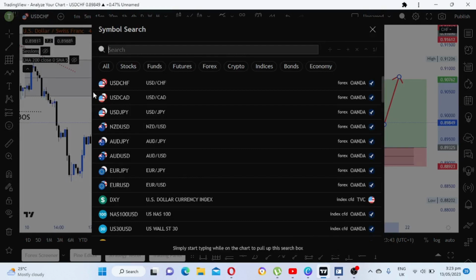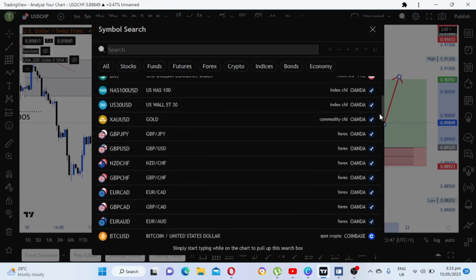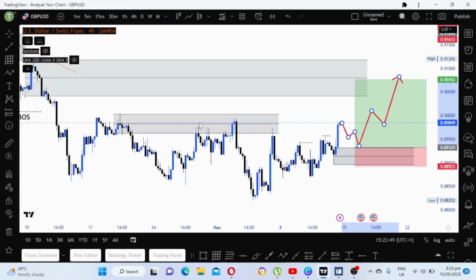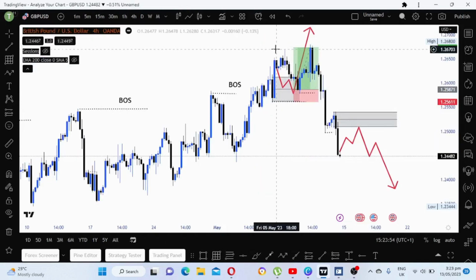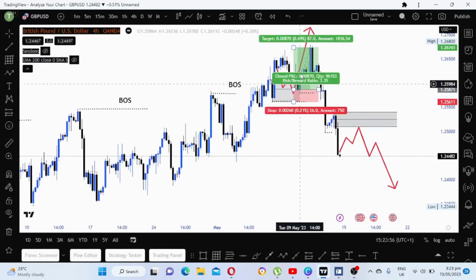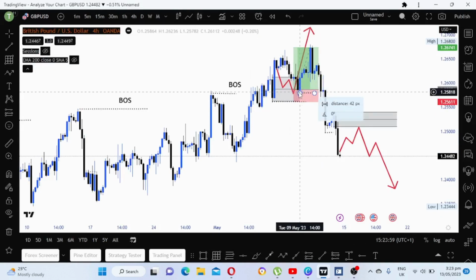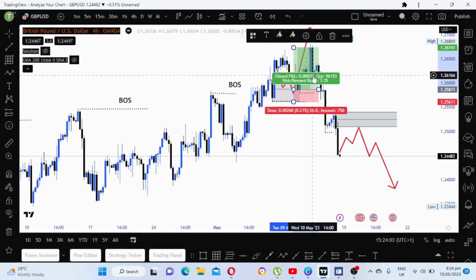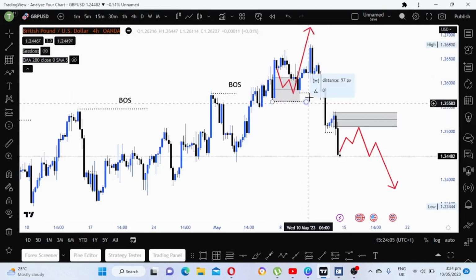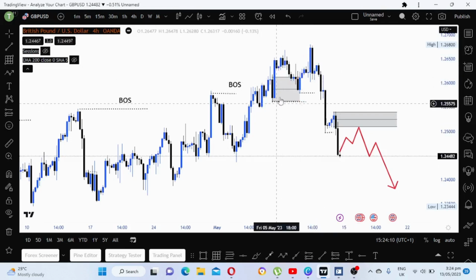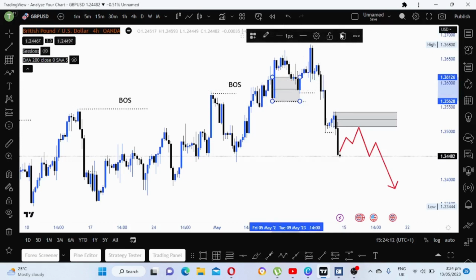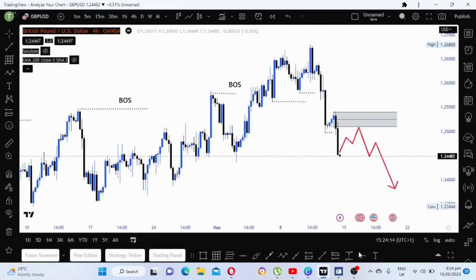Okay, GBP USD. Now let's look at GBP USD. As you can see, last time we had a buy here and then we had a nice buy here, guys. We had a 1, 2, 3. So now we have shifted structure. We have a change of character here at this lower time frame, which is here.